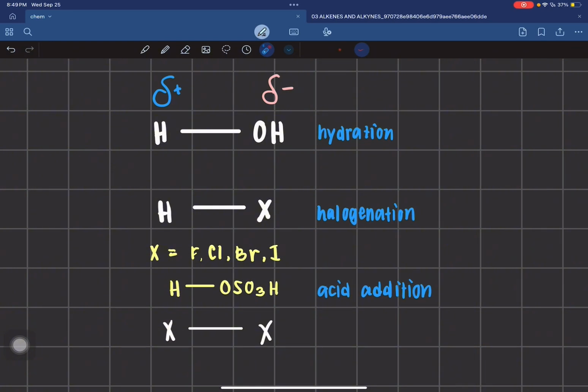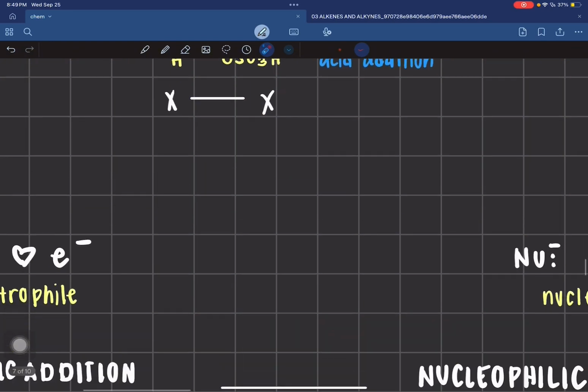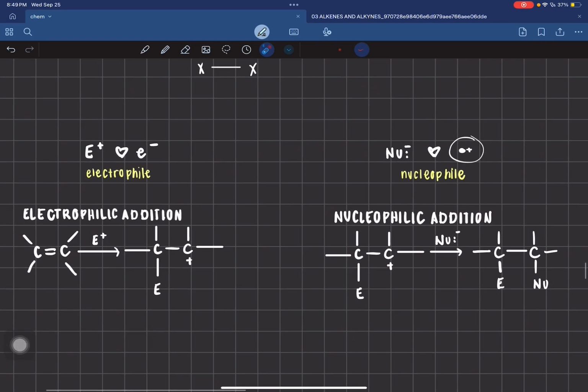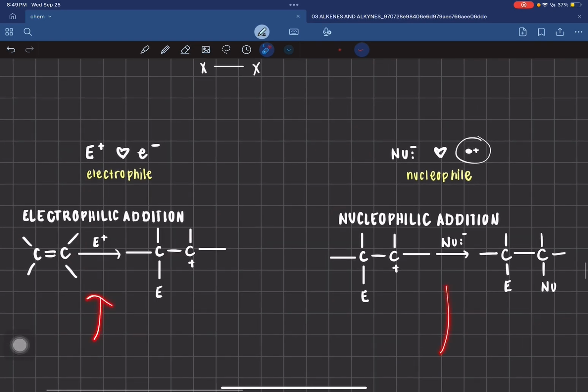Okay, so let's talk about the steps of polar reagent addition. So we have 2 actually. Electrophilic addition and nucleophilic addition. So to understand these better, i-define muna natin kung ano ang isang electrophile at isang nucleophile. So electrophiles are electron deficient.